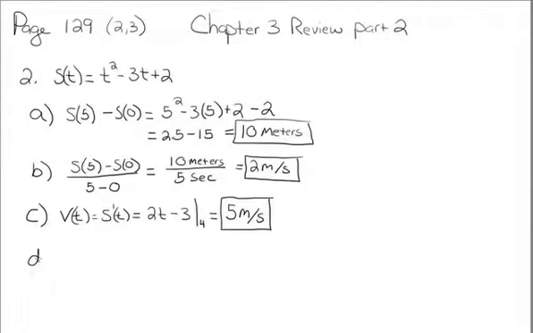Part D asks me for the acceleration at time 4, and I know that acceleration is the derivative of velocity, or I could say it is the second derivative of position. And so I take the derivative of 2t minus 3, and I simply get 2. Evaluate 2 at time 4, and I get still 2. And this is going to be 2 meters per second per second.